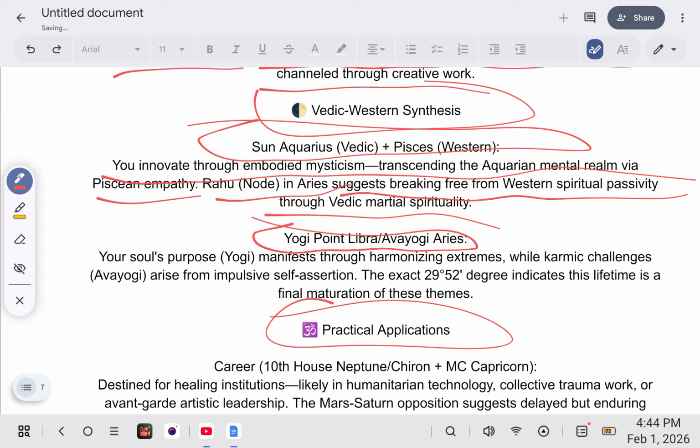The yogi point is in Libra, and my Avayogi is in Aries. So my soul's purpose, which is a yogi, manifests through harmonizing extremes, while karmic challenges, which is an Avayogi, arise from impulsive self-assertion. The exact 29.52 degree indicates this lifetime is a final maturation of these themes.